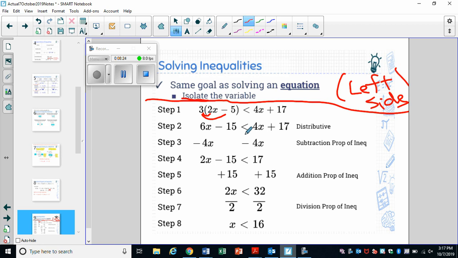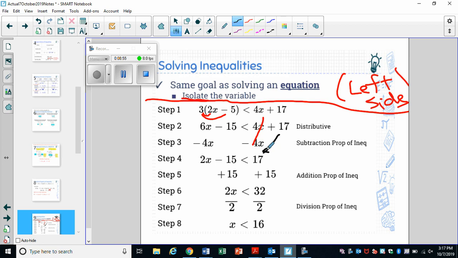Now, similar to an equation, once we get our variables to one side of the inequality, we subtract 4x from both sides of the inequality. So 6x minus 4x is 2x. Bring down the -15, and then 4x minus 4x disappears, and you're just left with +17. So the +17 just comes on down for the ride.